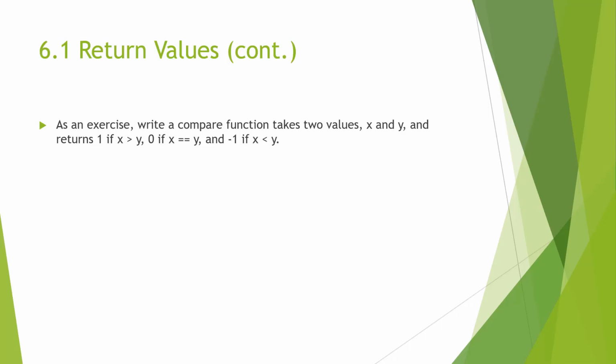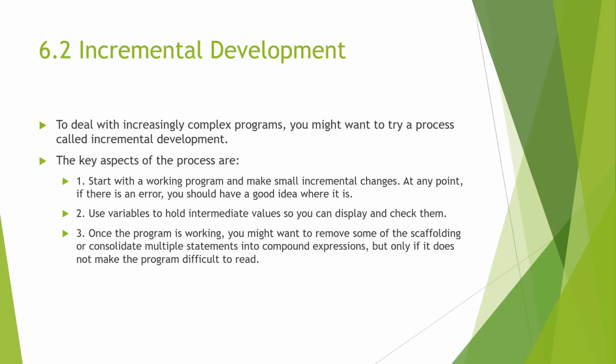So moving on, we have 6.2. And this is about incremental development. So to deal with increasingly complex programs, we want to be able to do a process where we can do our steps, where we can make sure one part's functioning, and then we go to the next part, then the next part, and we step them through. We don't have to worry about doing all of it at once.